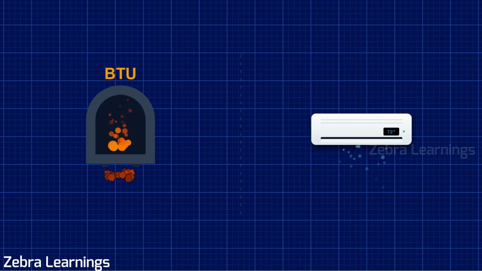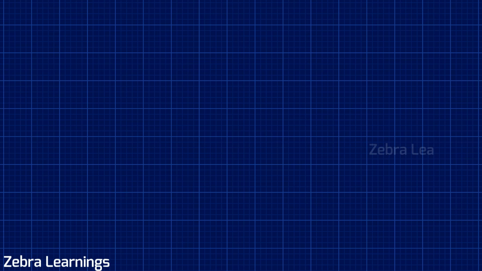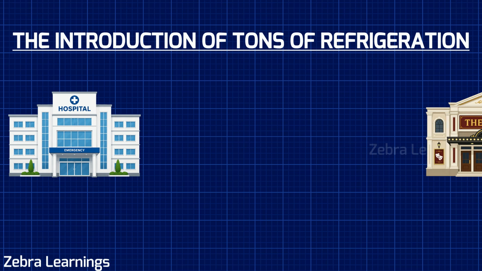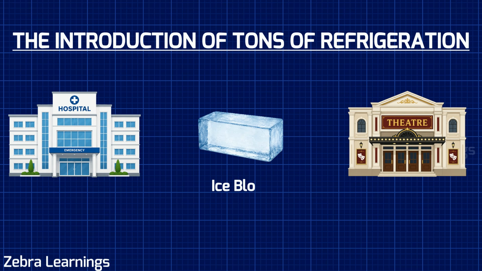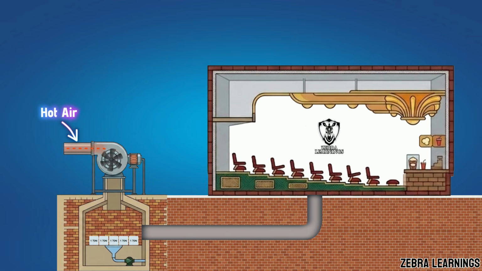However, since we didn't have AC units when BTU was defined, this unit wasn't initially used for air conditioners. The introduction of tons of refrigeration, or TR. Back then, ice blocks were used in hospitals and theaters. In hospital wards, they would hang ice blocks directly, while theaters stored them in an ice bunker and maintained cooling by blowing air through ducts using a huge fan.